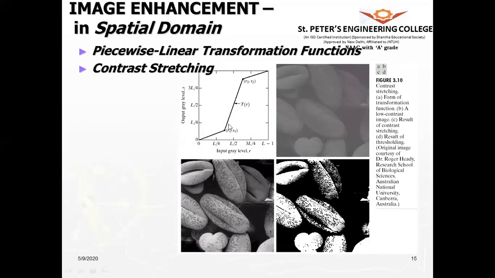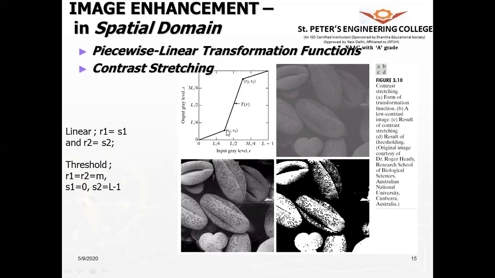Now in this case we consider these two points, R1, S1. This is the point R1 and the corresponding point S1, and this is R2 and S2 here. If R1 is equal to S1 and R2 is equal to S2, that means they both have the same slope on the corresponding axis, then this line would become a linear line.